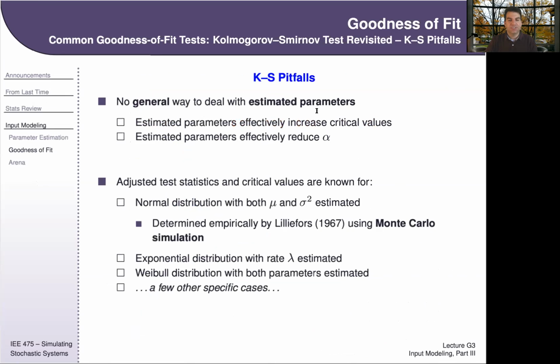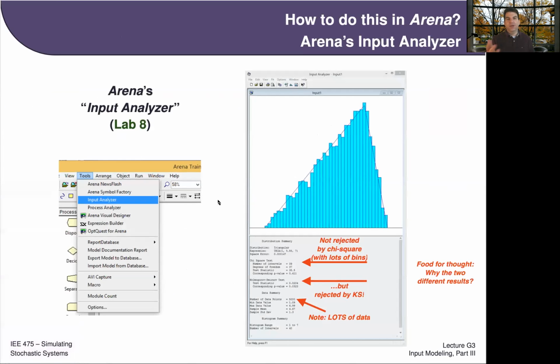So, sort of a summary there of the chi-squared test or the KS test pitfalls. Not really good with estimated parameters except for a couple of special cases, and super sensitive for high amounts of data. And I'm hoping some of you are familiar with that, because after Lab 8, you ended up running these input analyzers, and you got both the chi-squared test and the KS test outputs. And in some of yours, what you may have noticed is that the chi-squared test would not reject a hypothesis, but the KS test would.